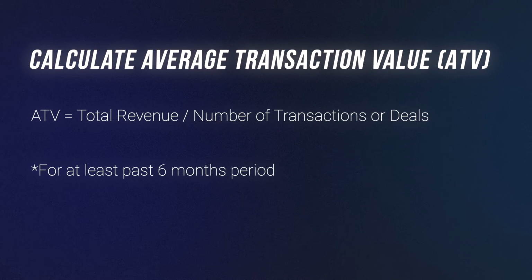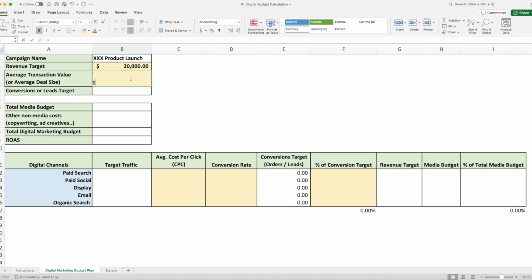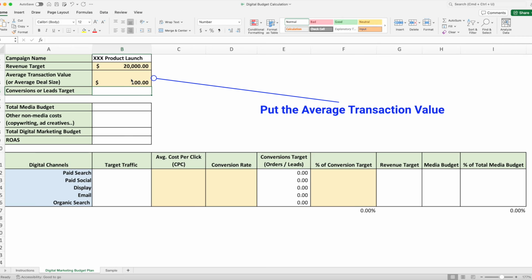To calculate the average transaction value or the average deal size, you need to grab the historical total revenue and number of transactions for the past 6 months and divide the total revenue by the number of orders or deals to get the ATV for the time period. Now let's type 100 as an example.